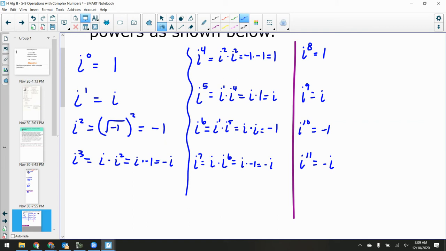This happens several times in math. Cyclic, like it happens in a cycle. You know the word cycle, like bicycle, like cycle, right?